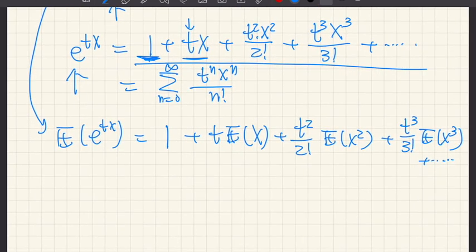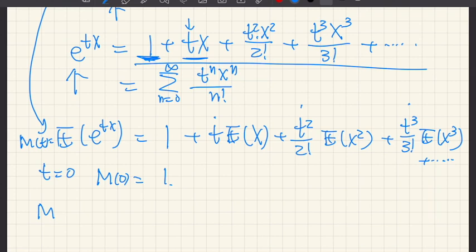So now let's put t equal to 0. What happens? So this is m of t. So m of 0, t is 0, so all terms that contain t will be gone. So this is 1. Now, that's not very interesting.